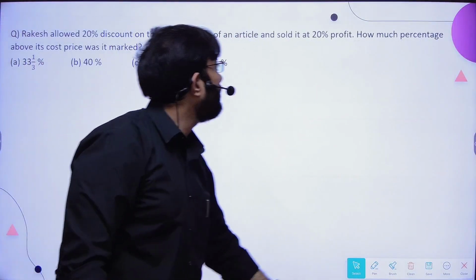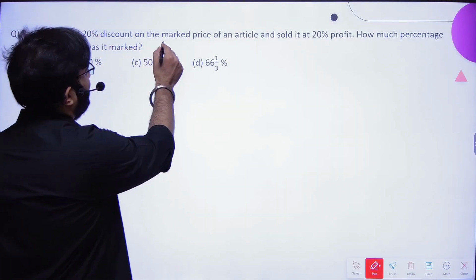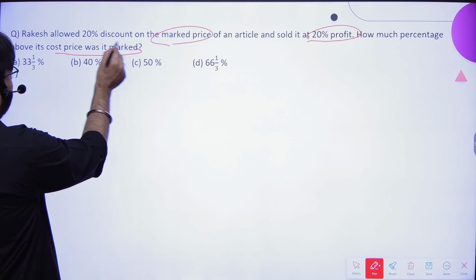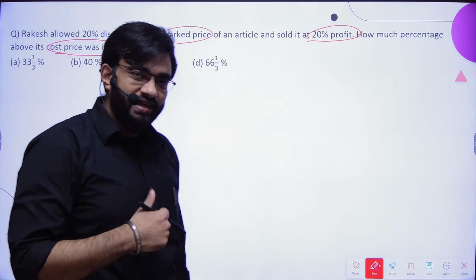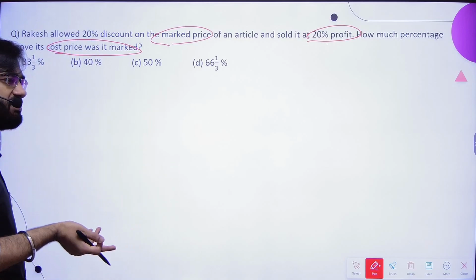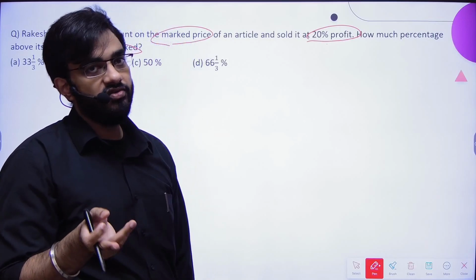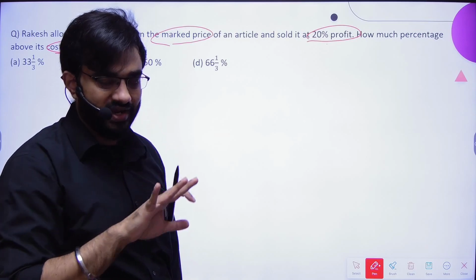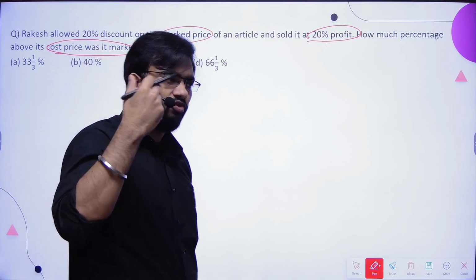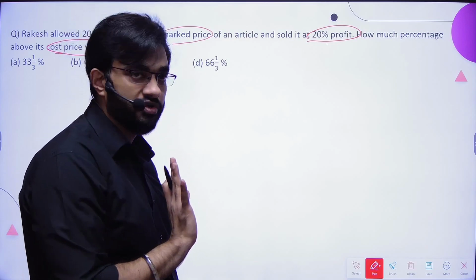Okay, so another sample question. Rakesh allowed 20% discount on the marked price and sold it at 20% profit. How much percent? So just read the question once or twice. Now there are three entities in this, so there are various ways you can start by taking X. Unless you are capable enough to use the shortcut methods and are comfortable with the fractions, just practice accordingly and keep revolving it in your mind. You should keep thinking how the time can be cut down for such questions.